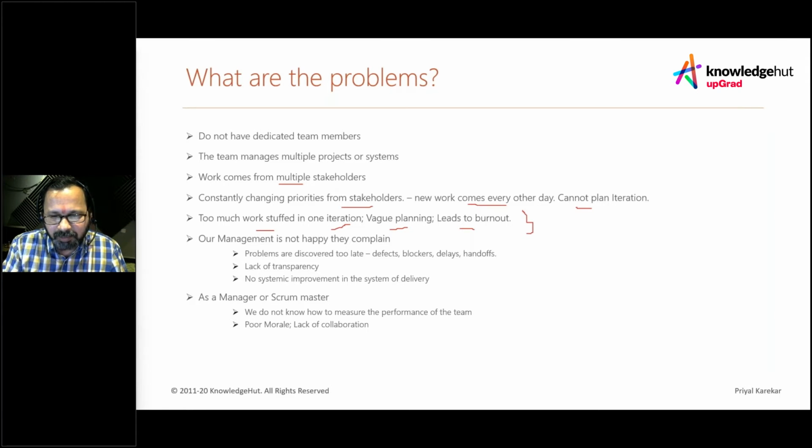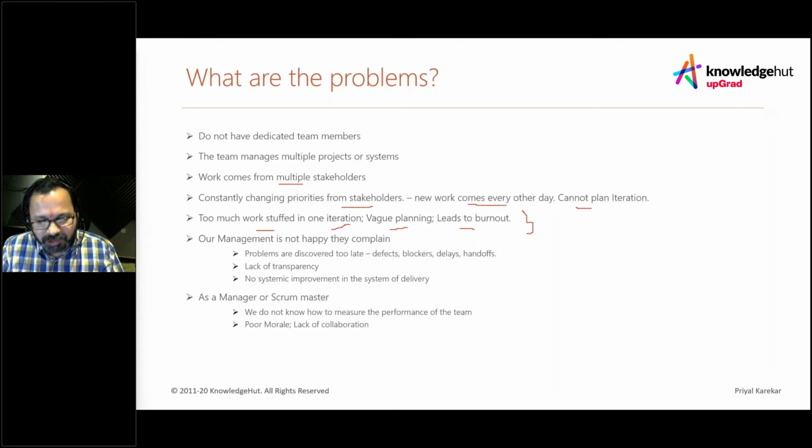Most of the people measure the performance of the team by looking at: are we doing daily stand-up, are we doing iteration planning, are we doing some kind of retrospective? But are you having systematic improvement towards the next steps? Are you able to go to market faster? How are you able to measure the performance of the team? That is what we are talking about from Kanban, and Kanban provides those metrics which will help us to measure the performance of the team. And eventually we'll end up with poor morale and lack of collaboration. So these are the problems which Kanban will help us to solve.